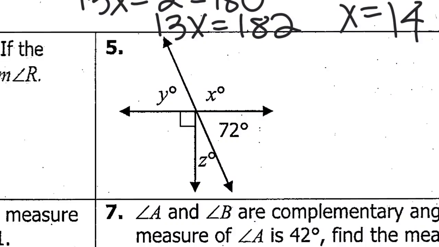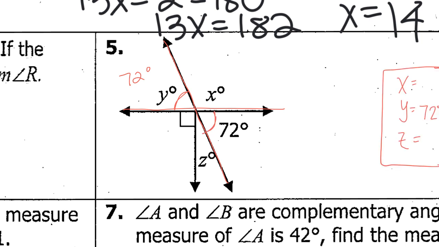All right, so for number 5, I have two intersecting lines. Therefore, I know that 72 and this angle over here are vertical. So therefore, y has to be 72 degrees as well because vertical angles are always congruent. I also know that this angle and this angle together, they form 180 degrees. So if I do 180 take away 72, I can find x. So I get x is 108 degrees.